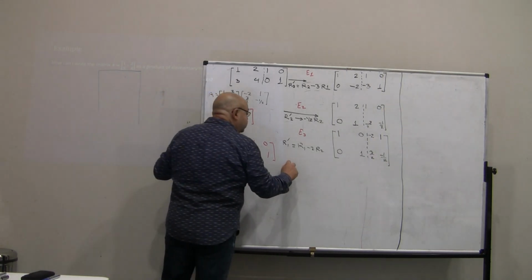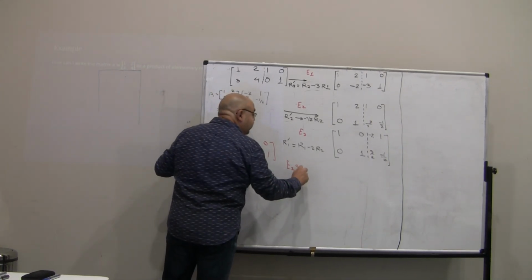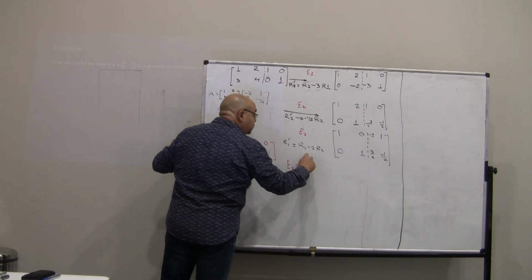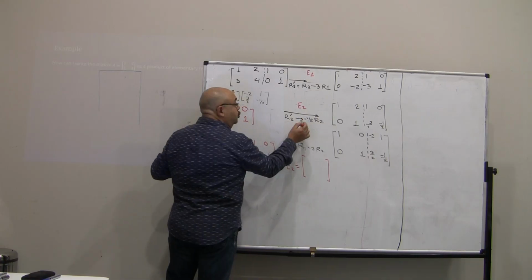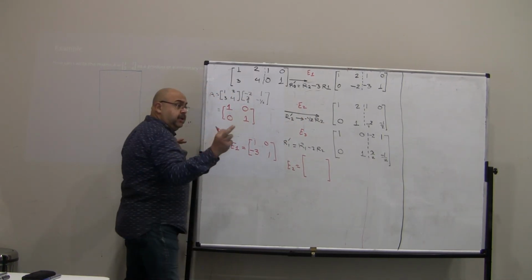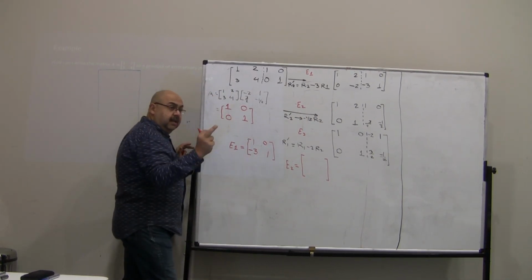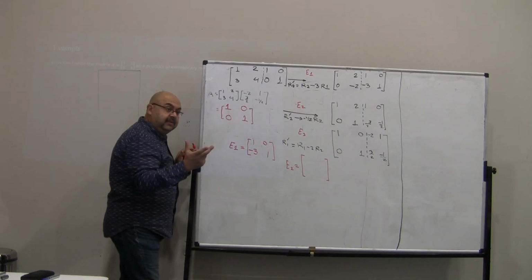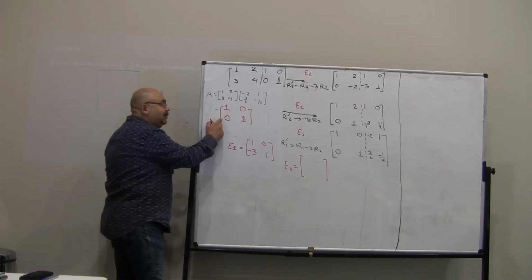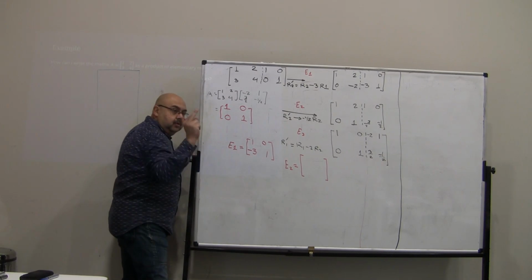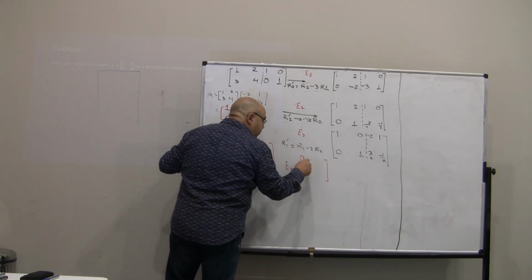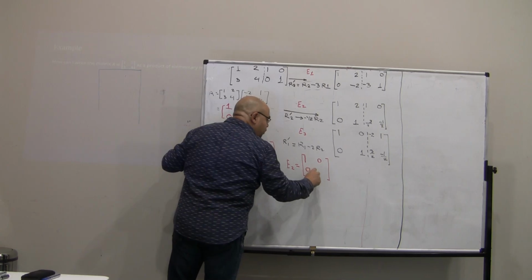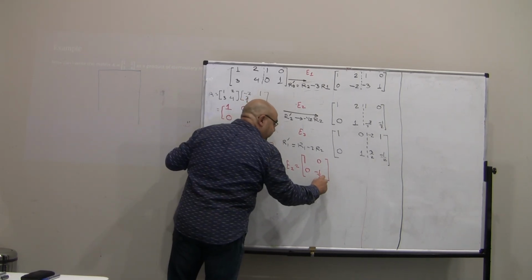Okay. E2. Farid, can you tell me about E2? How to do it? E2 states that we will multiply the second row in negative half. So it's very simple. That's the unit matrix. That's the second row. Just multiply the negative half. So it's going to be 1, 0, 0, and negative half.